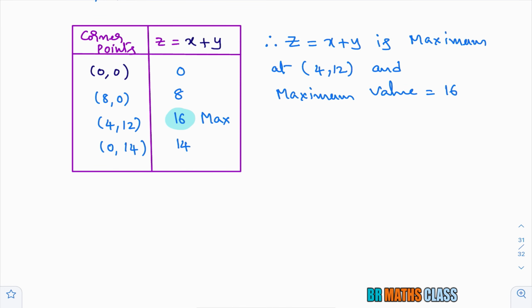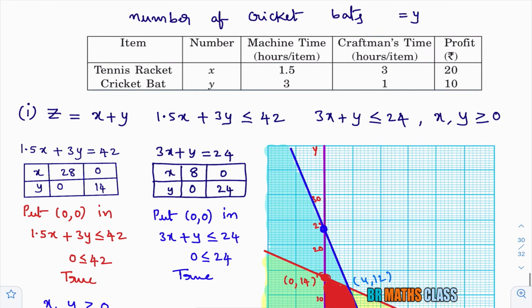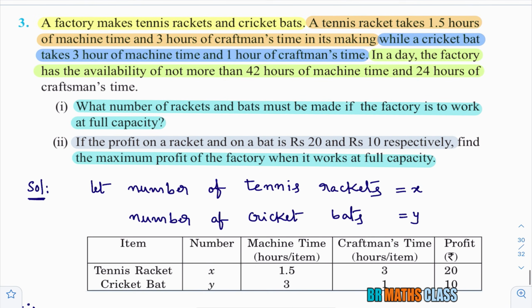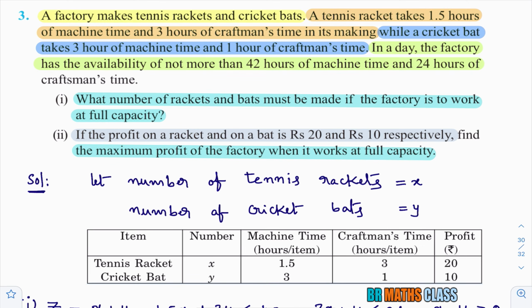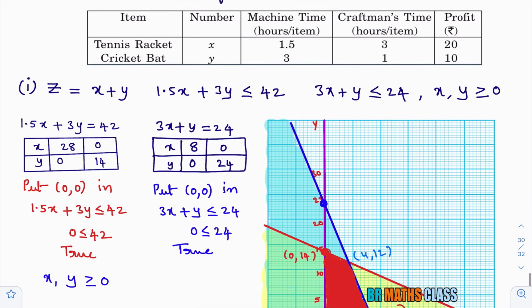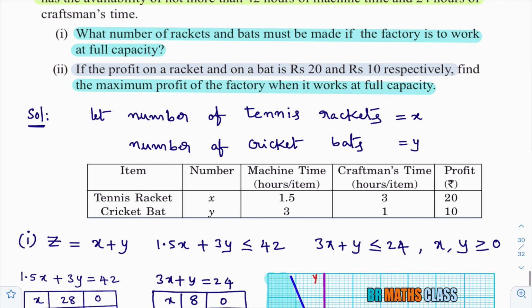I hope you are understanding. If you observe the second bit, what is the second bit in this question? If the profit on the racket and bat is rupees 20 and 10 respectively, find the maximum profit. See here, maximum profit. Profit is the objective function. We need to maximize the profit, the maximum profit of the factory when it works at full capacity. So for the second bit, what is the objective function? Objective function is 20x plus 10y.